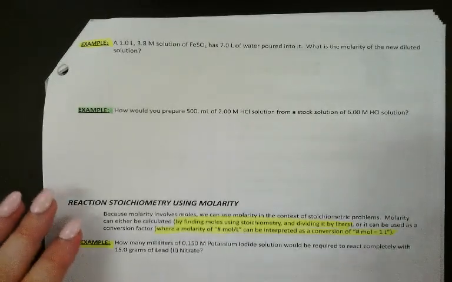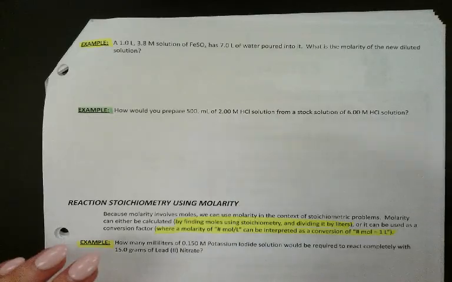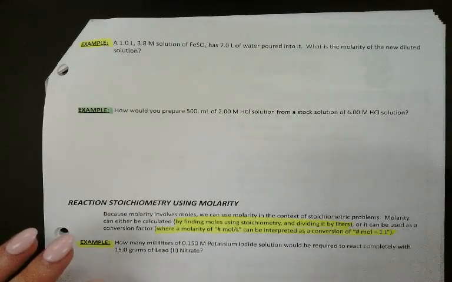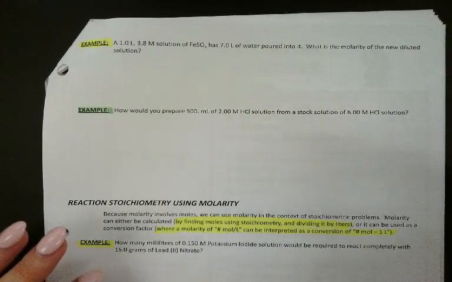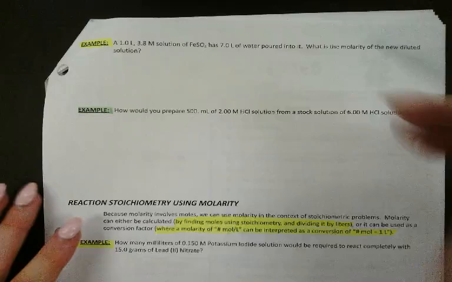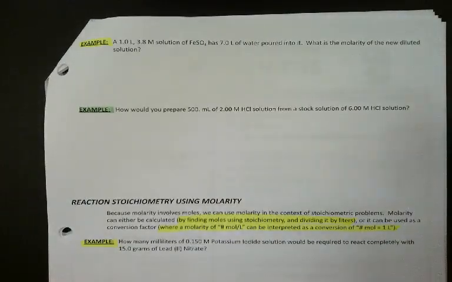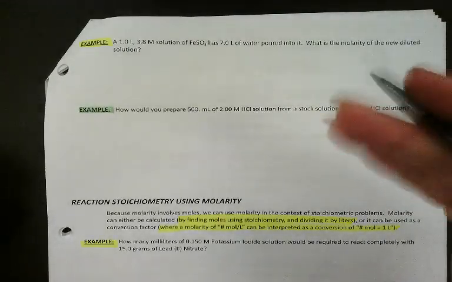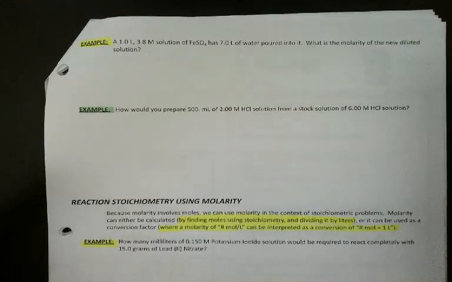A 1.0 liter, 3.8 molar solution of FeSO4 has 7.0 liters of water poured into it. Okay, what is the molarity of the new diluted solution? Now this one, however, we're not going to be subtracting anything. To figure out the V2, what would we have to do? We'd have to add what we have because it said it was poured into it.